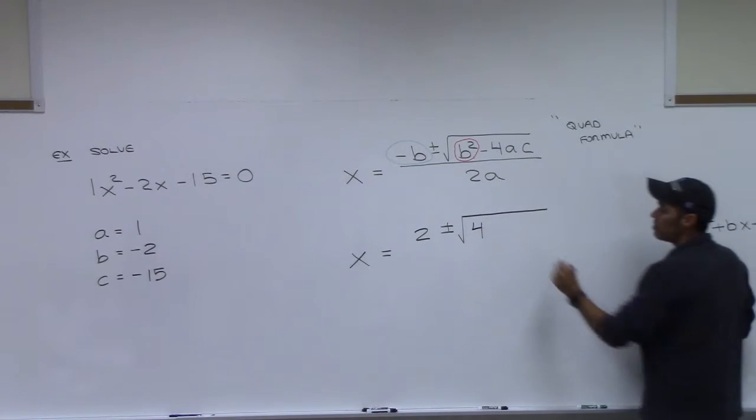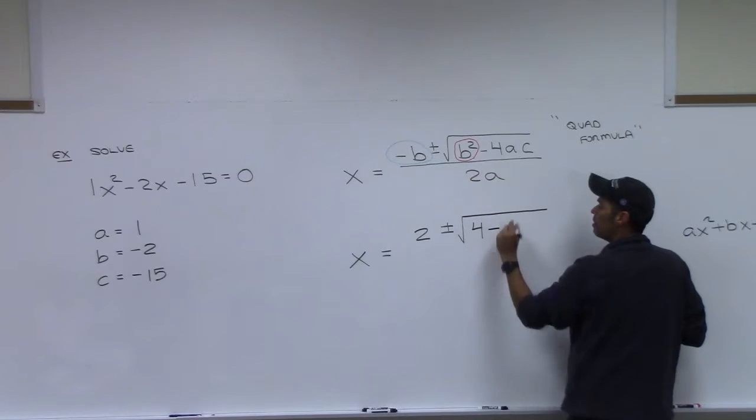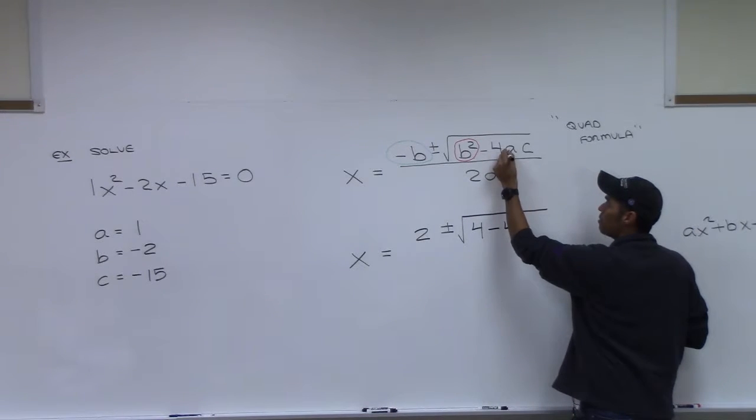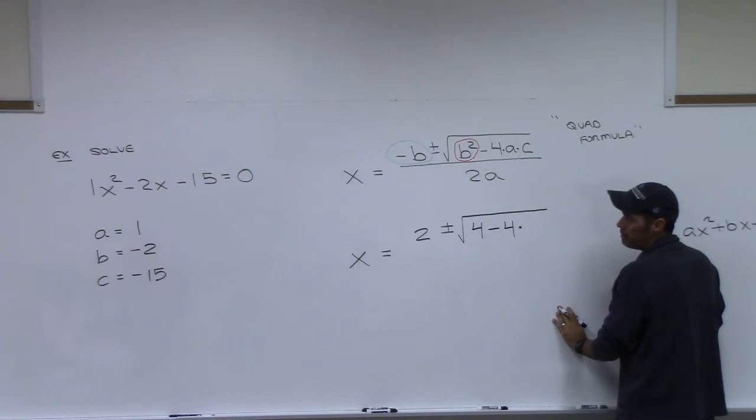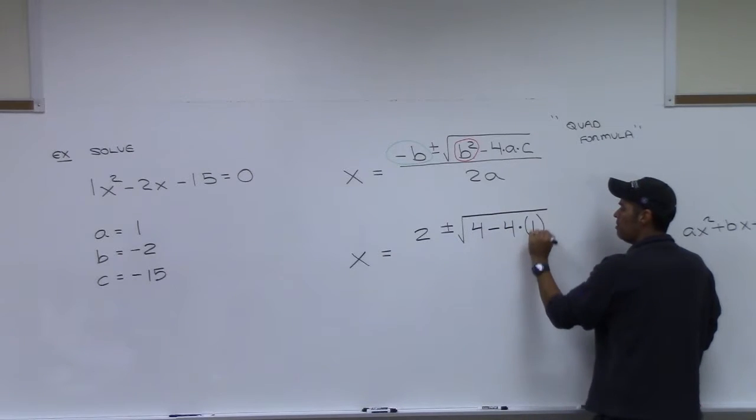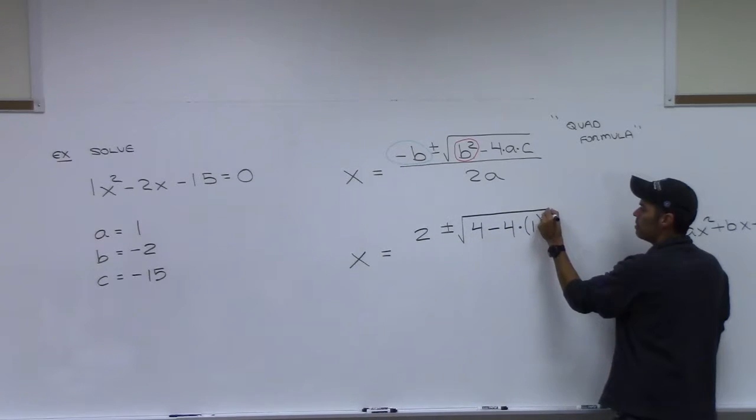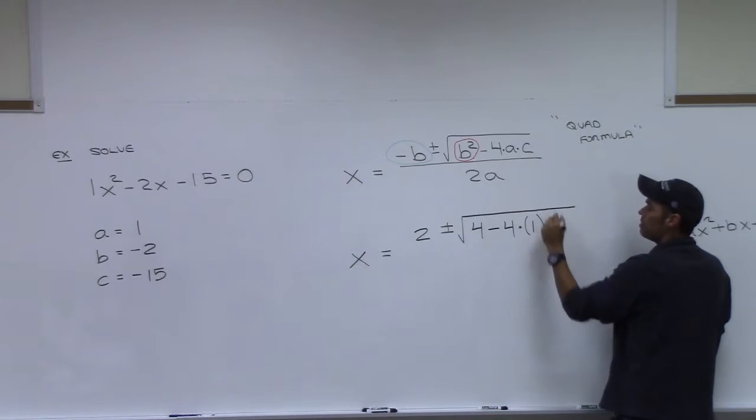And then minus, okay, so minus 4, and this is multiplication and multiplication. So 4 times a, what's a? 1, right? So I'm going to put it in parentheses, 4 times 1. And then times c, for us c is negative 15. I put that in parentheses.